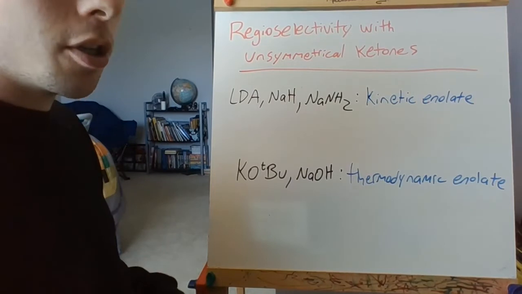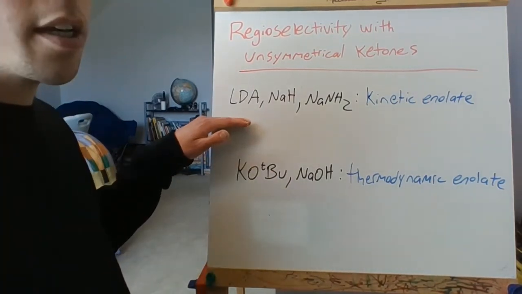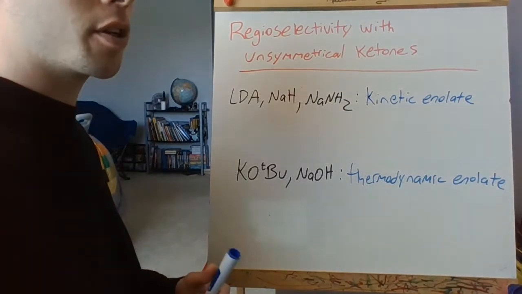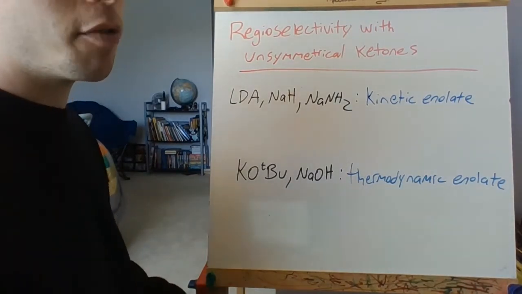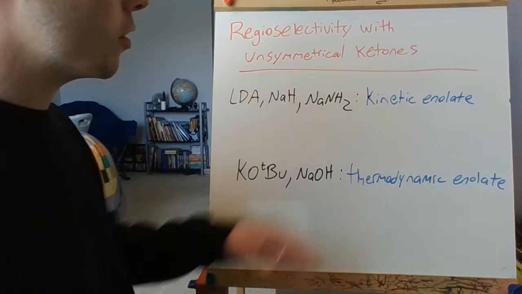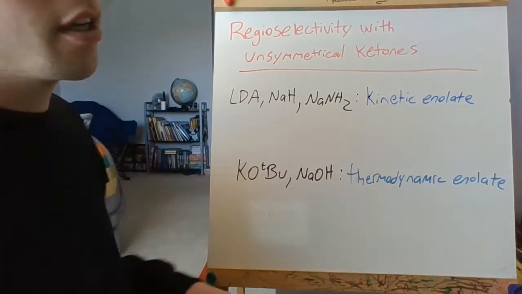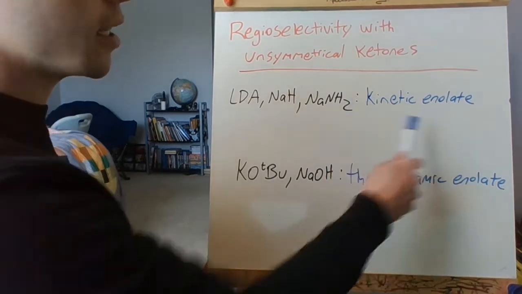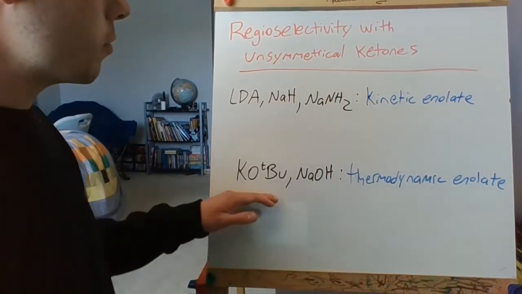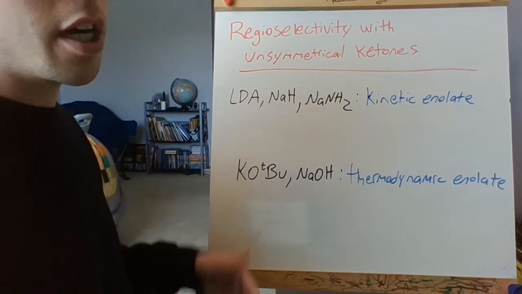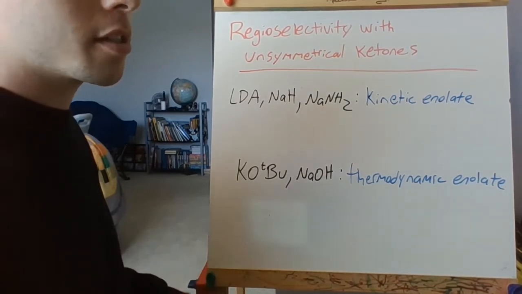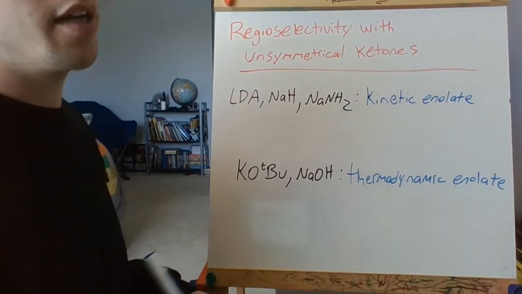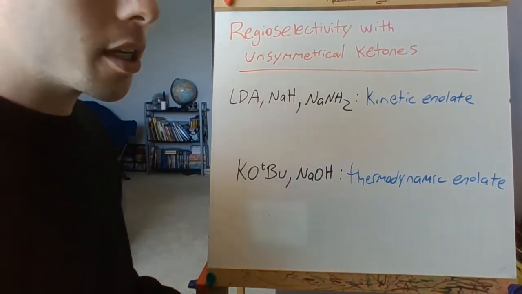So as I mentioned earlier, LDA gives us the kinetic enolate and therefore the kinetic product. And so if we use a strong base where the conjugate acid has a pKa above 30 or so, we're going to generate a kinetic enolate. So using LDA, sodium hydride, sodium amide, it's going to give you the kinetic enolate. And then using something that's a little bit weaker base, so the conjugate acid has a pKa of about 16 or 17, like potassium tert-butoxide, sodium hydroxide, then we generate the thermodynamic enolate.